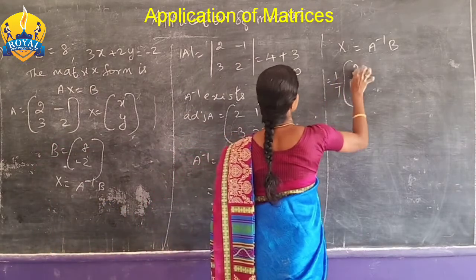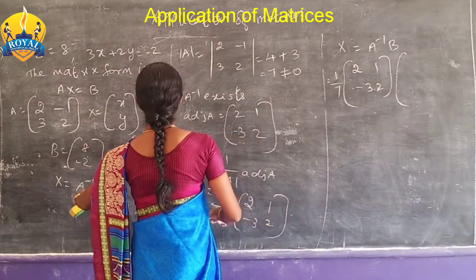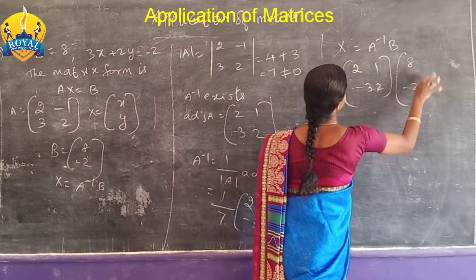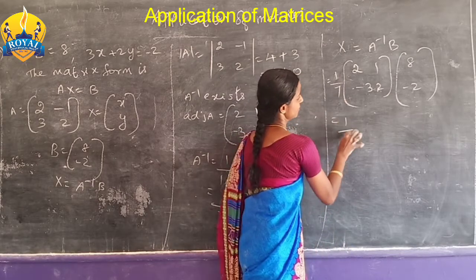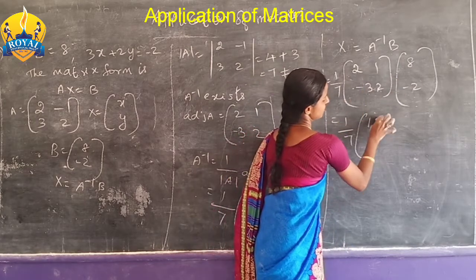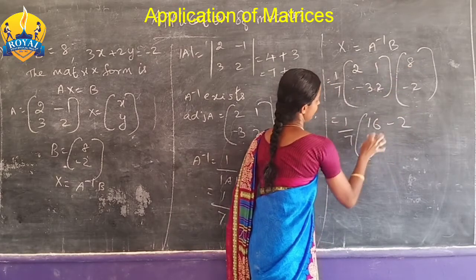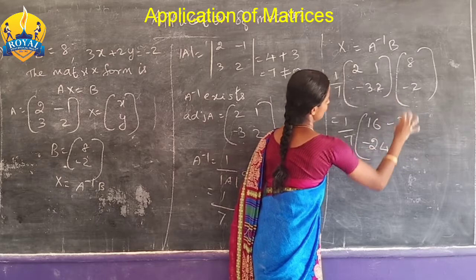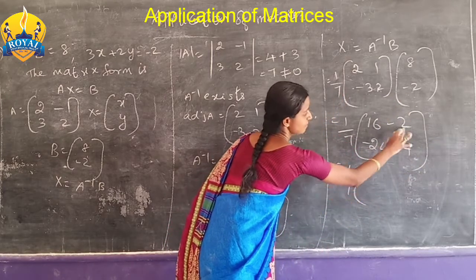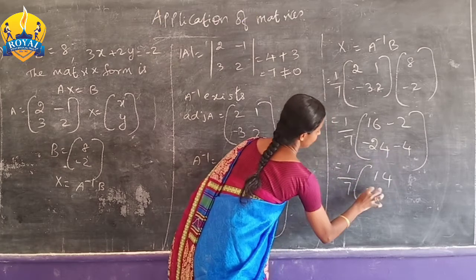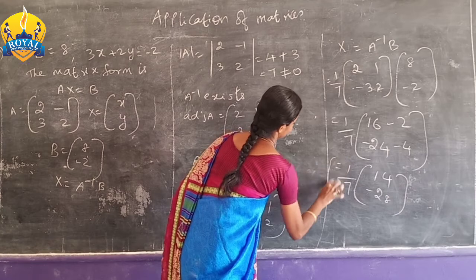So 2, 1, minus 3, 2 with the constant matrix 8, minus 2. Same way here also let me apply row column multiplication. So 2 8s are 16, 1 into minus 2 is minus 2. Minus 3 into 8 is minus 24, 2 into minus 2 is minus 4. So 1 by 7, 16 minus 2 is 14, here minus 28.